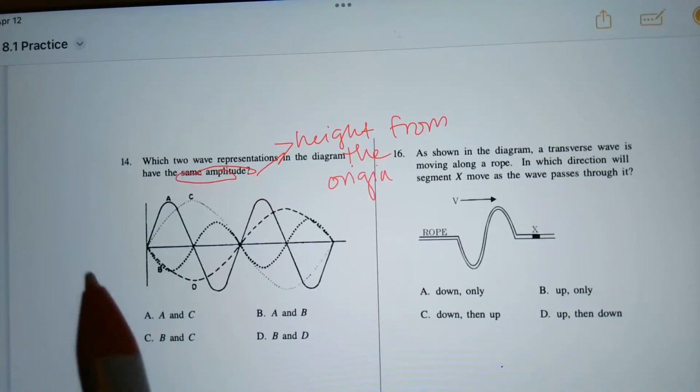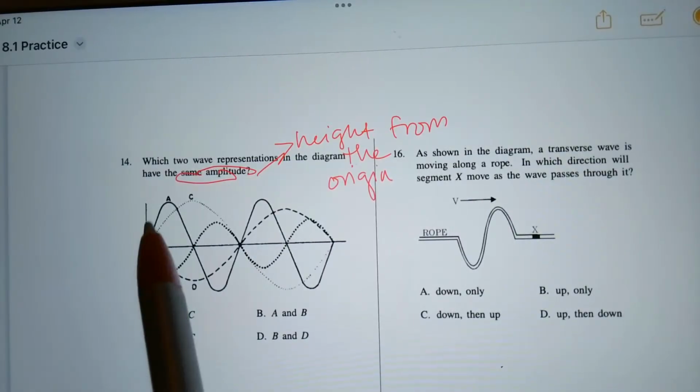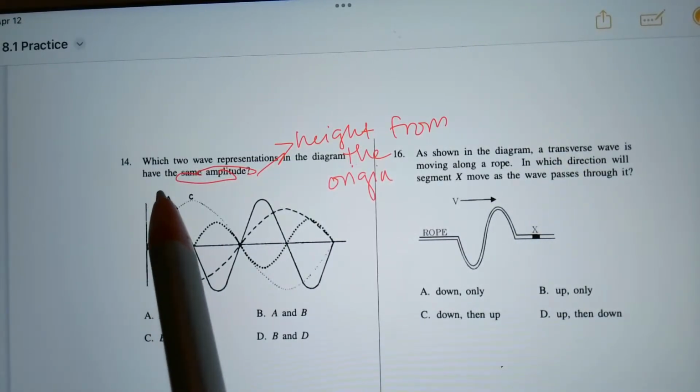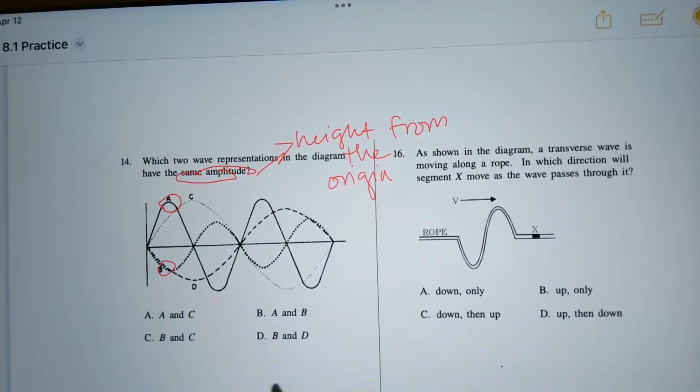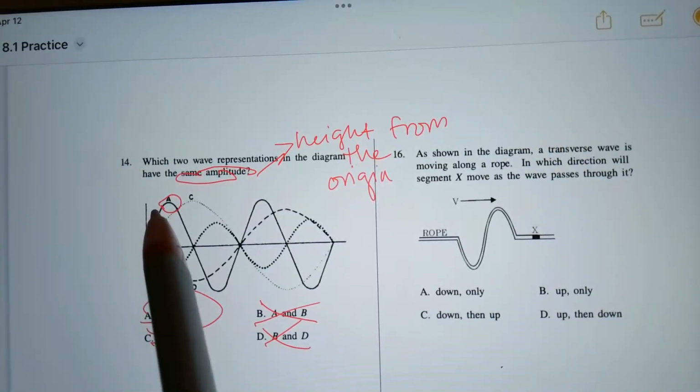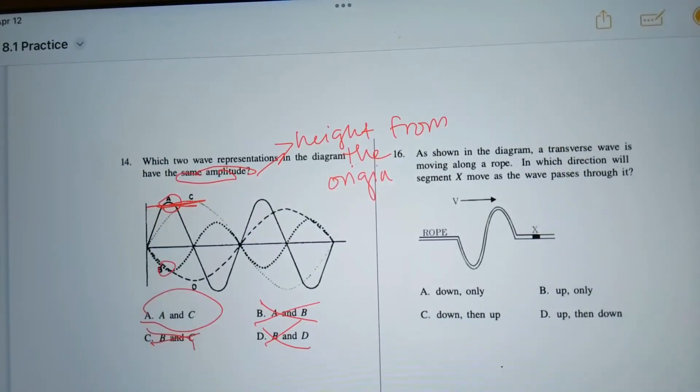So if we look at this, A and B, right here and here, B has a smaller amplitude. B and D also has a smaller amplitude. B and C also has a smaller amplitude. A and C, we see that they're at the same height. So therefore, they have the same amplitude.